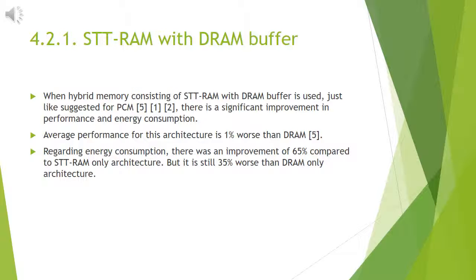Average performance of this architecture is 1% worse than DRAM. Regarding energy consumption, there was an improvement of 65% compared to STT-RAM only architecture, but it is still 35% worse than DRAM only architecture.